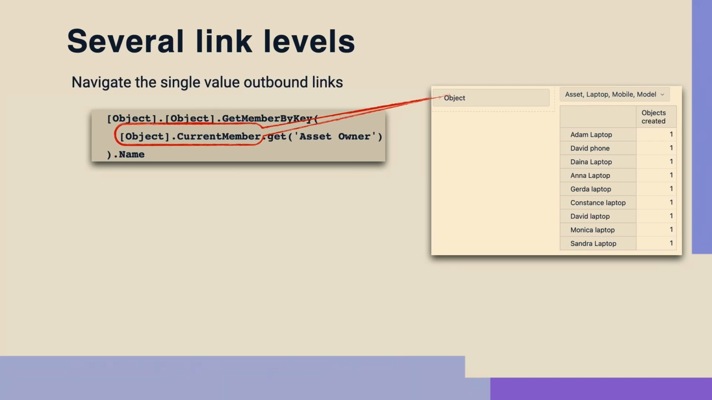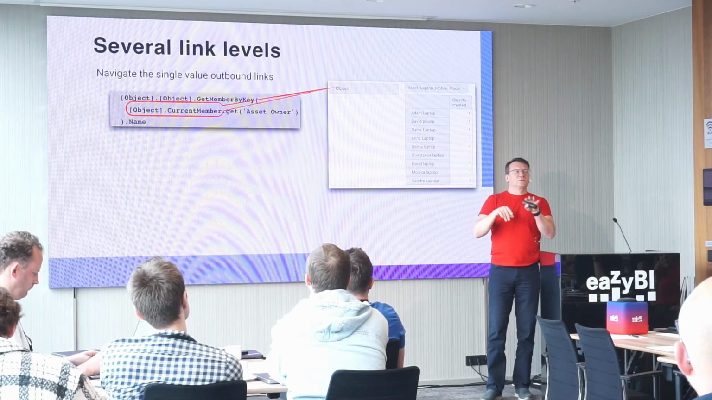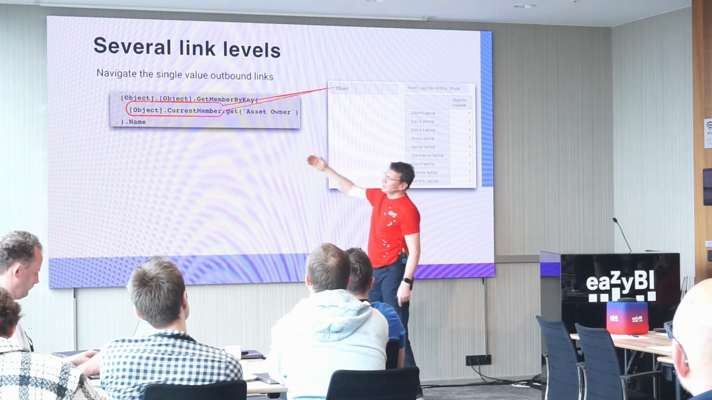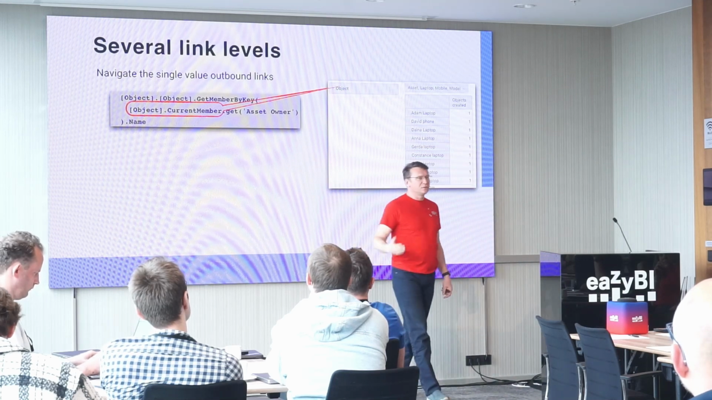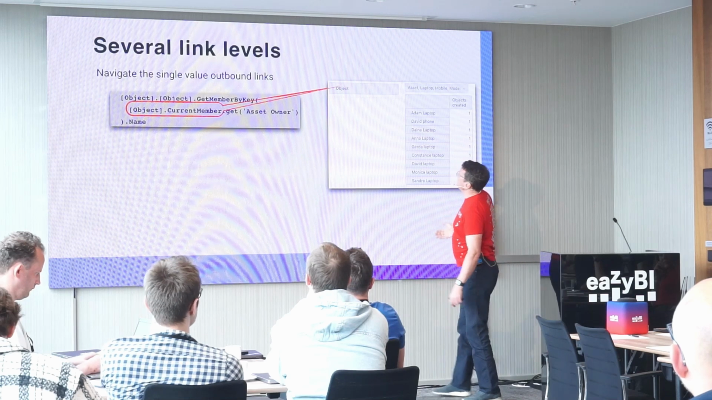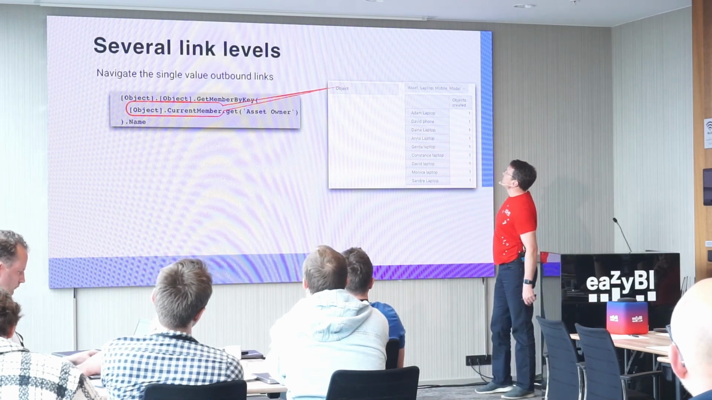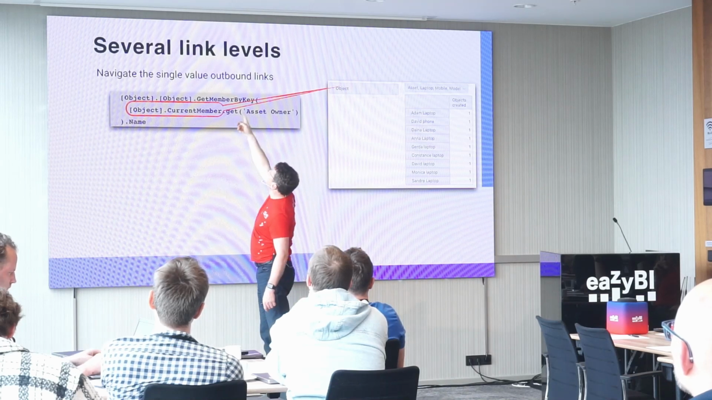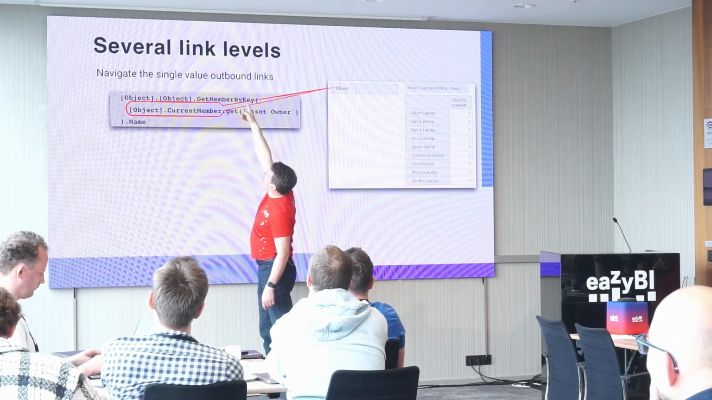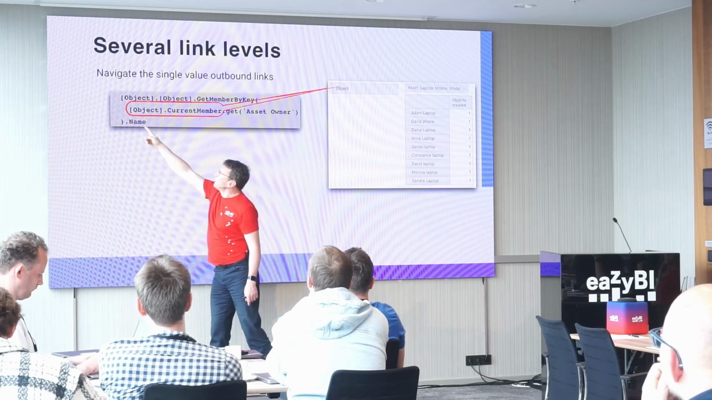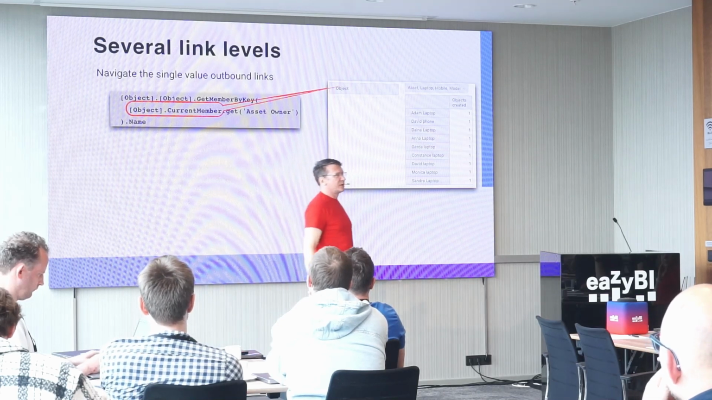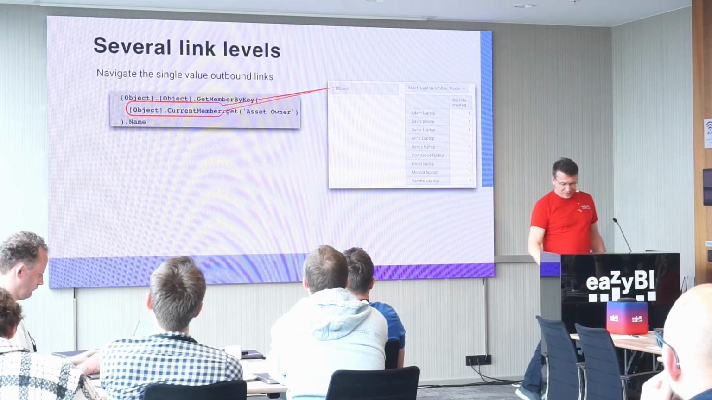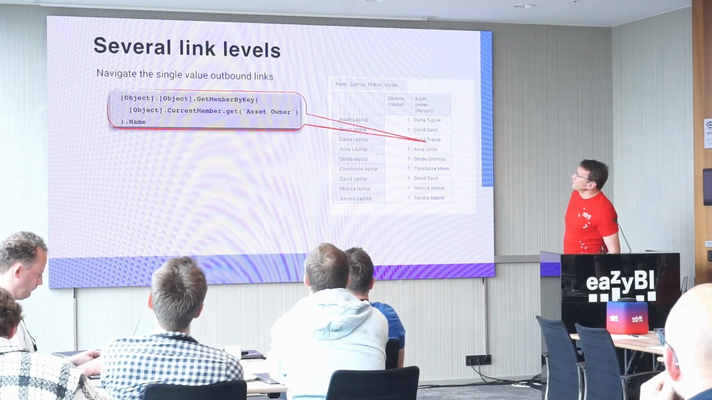Actually, I cannot write such code just by sitting. I need to do it in several steps, and those are the steps of how I do it. First, I know that I have the asset on my report rows. Then I go to the asset owner and switch to the object dimension. For testing purposes, I print out the name. And my next test report looks like this.